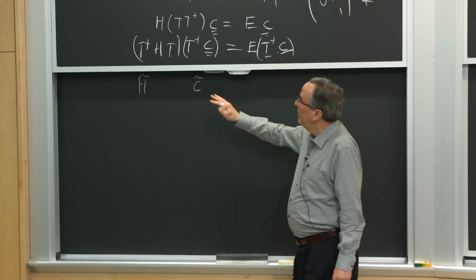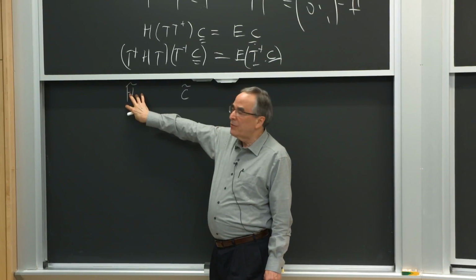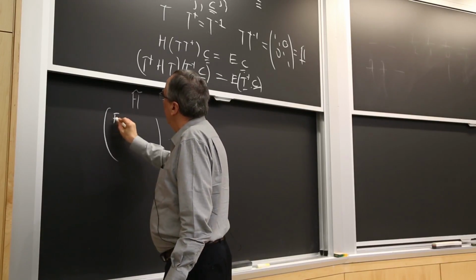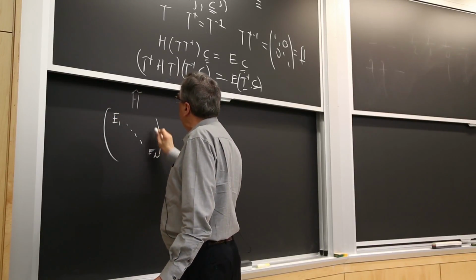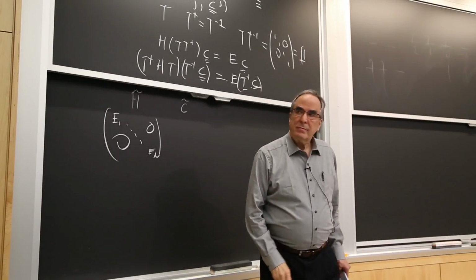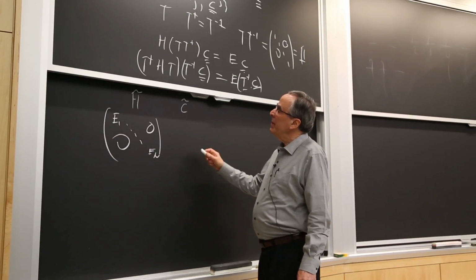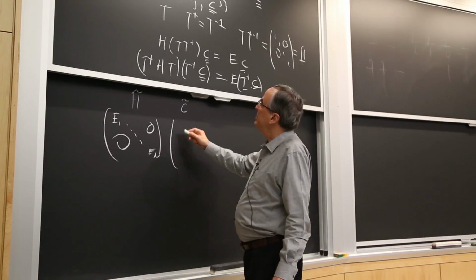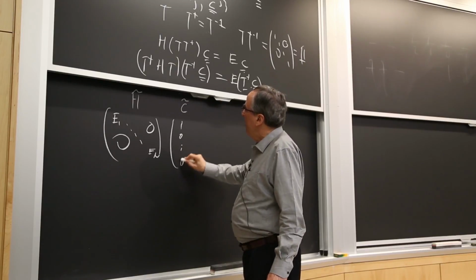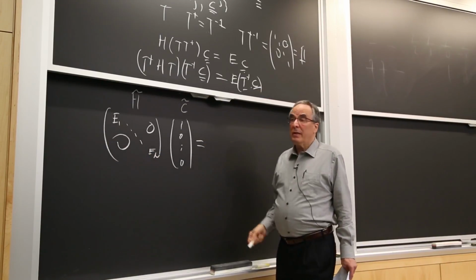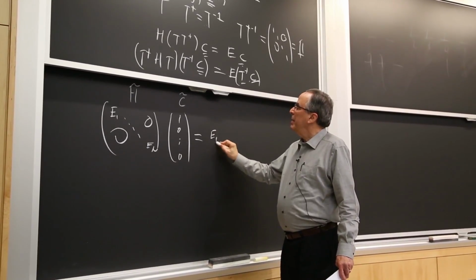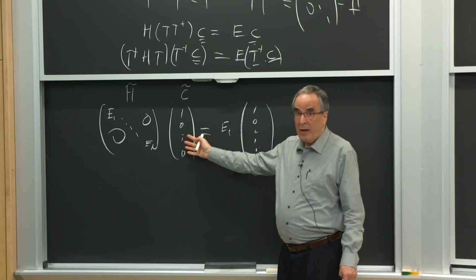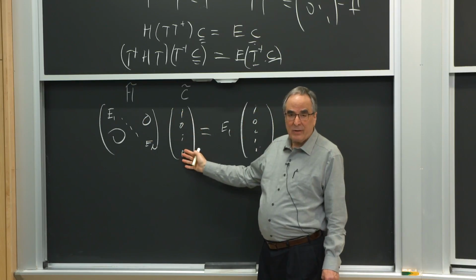And this is now an equation that says, okay, we can transform the Hamiltonian into diagonal form, E1, En, zeros. And when we have this in diagonal form, we can say, well, this equation is just E1, 1, 0, 0, 0, etc. So for any eigenvalue, we have an eigenvector.